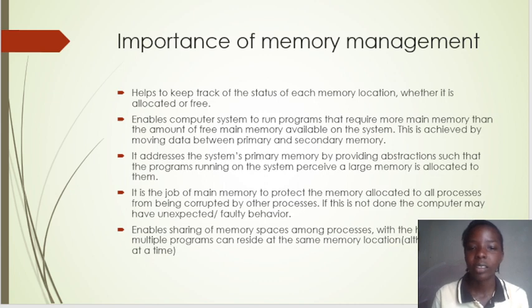It also addresses the system's primary memory by avoiding abstractions such as the programs running on the system. It is the job of the main memory to protect the memory allocated to all processes from being corrupted. Some processes might corrupt others, so it helps to protect the memory that is allocated from being corrupted by other processes. Then we also have sharing of memory spaces among processes. How this memory space is going to be shared amongst all these processes is the work of memory management.